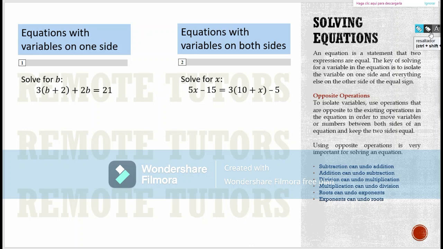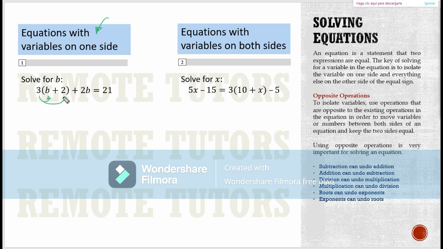Today I will solve popular equations shown on the digital SAT test. So let's see type number 1, equations with variables on one side. Here the first step is always to simplify each of the sides if needed or if possible.